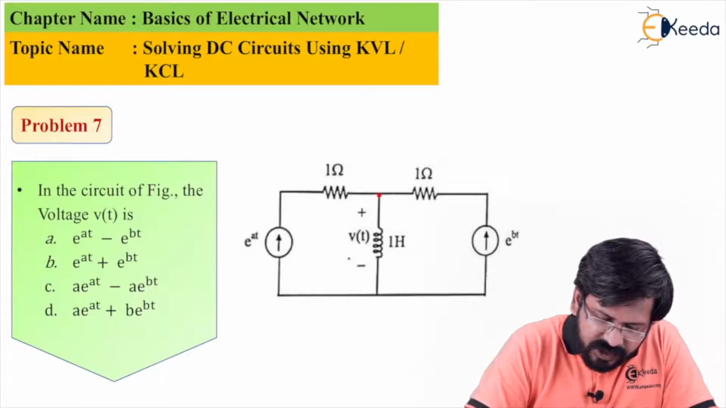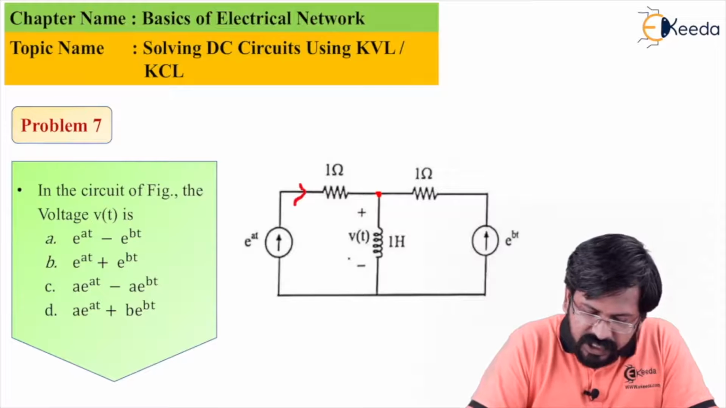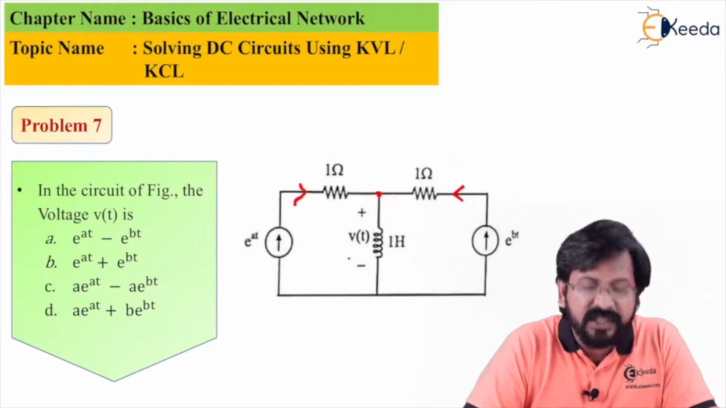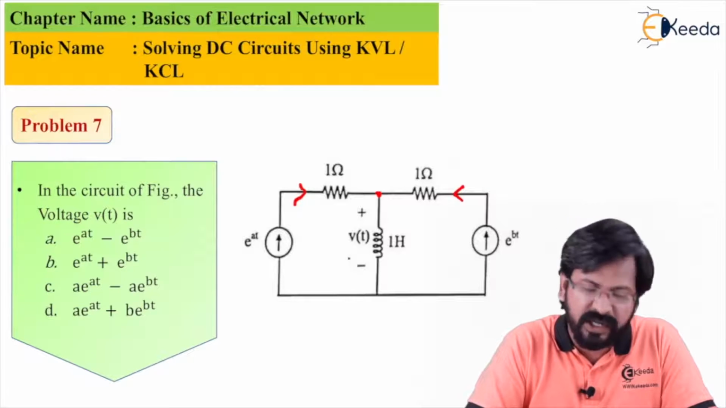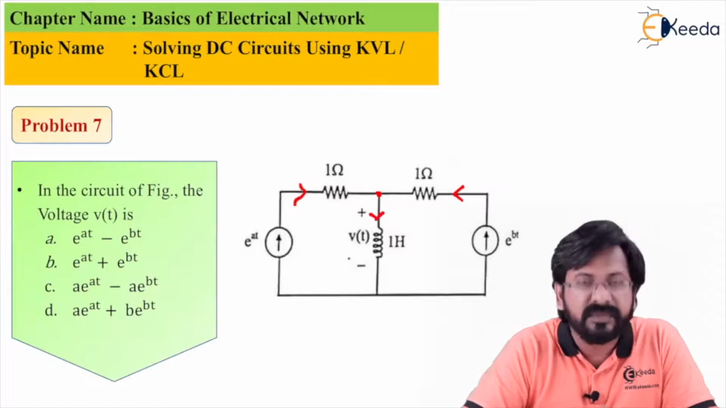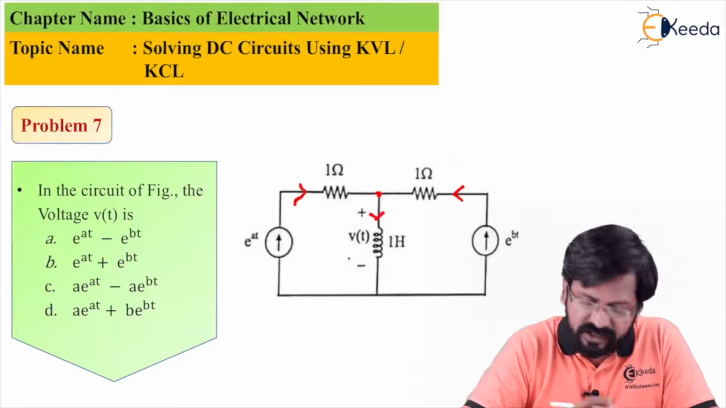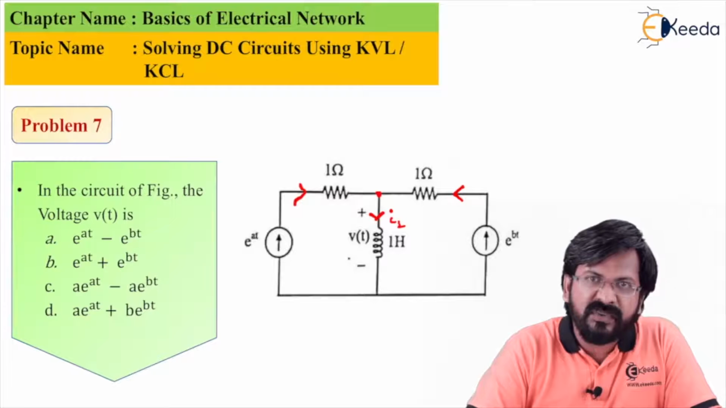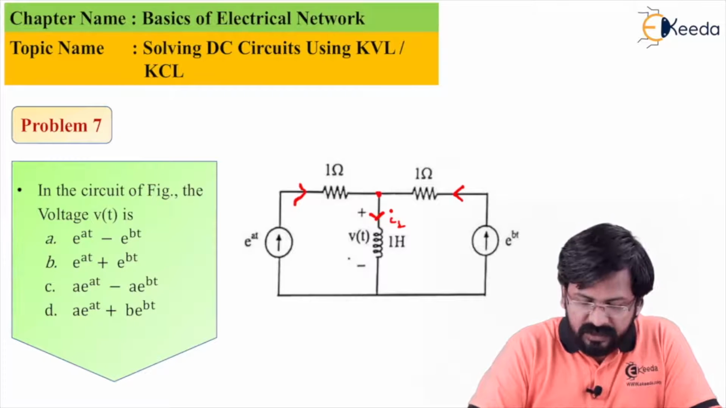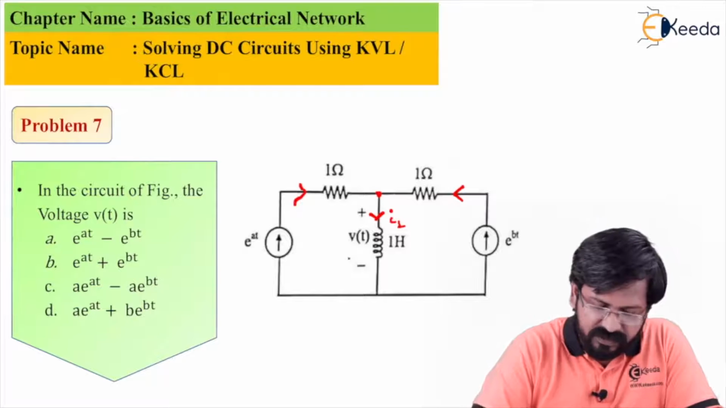Consider this point as a node. E raised to at is an incoming current. E raised to bt is an incoming current. Since the current direction in the third branch is not given, always assume it as an outgoing current. Let us assume this current is IL, which is nothing but the current through the inductor. When we apply KCL at this node, the first current source gives you incoming current. The second current source gives you incoming current, which is also negative, and this is IL, which can be considered as outgoing current, so it should be positive.